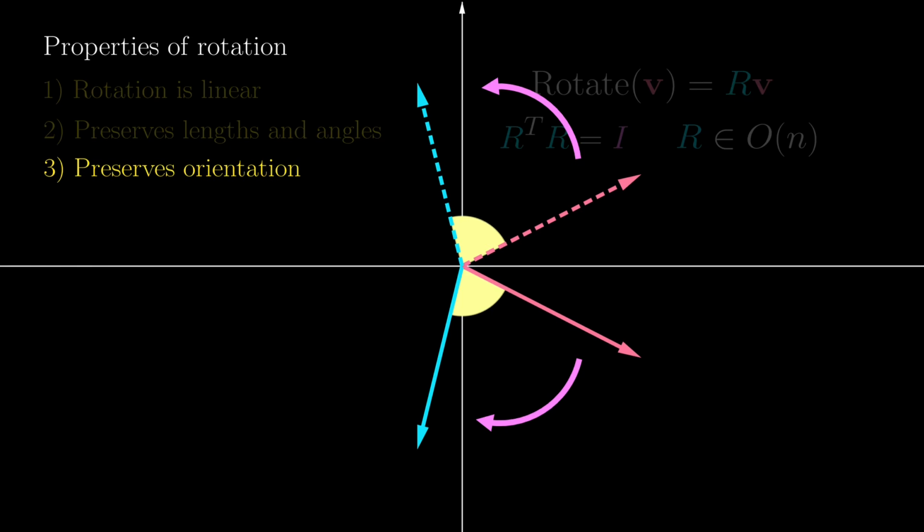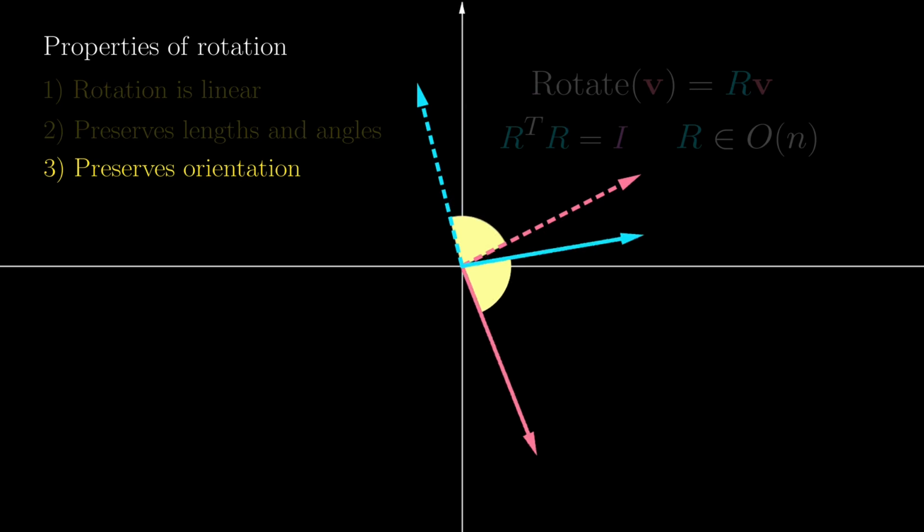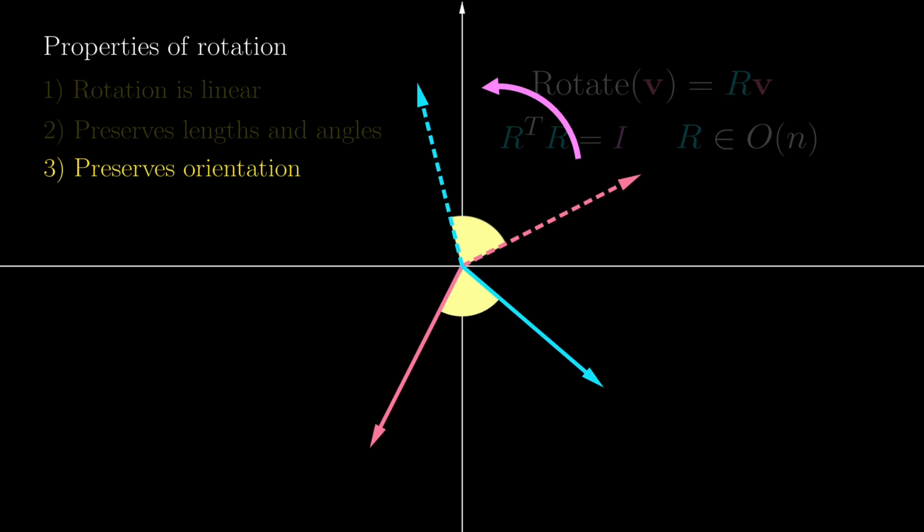In this case, we say that the reflection changes orientation. On the other hand, rotation does not change orientation. From red to blue, if originally it was counterclockwise, then after rotation, it is still counterclockwise from red to blue.